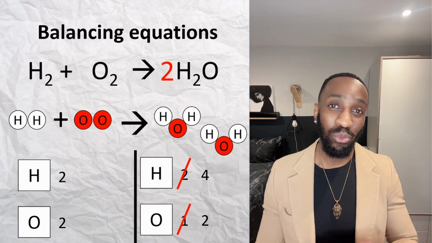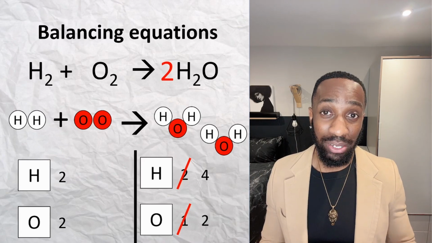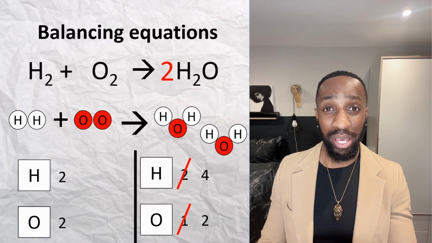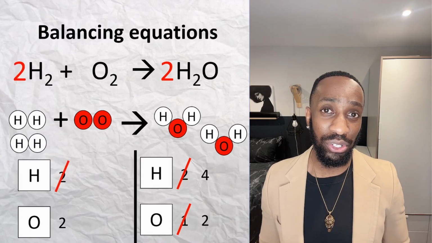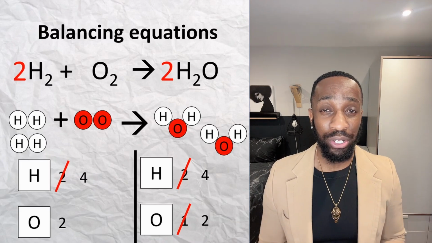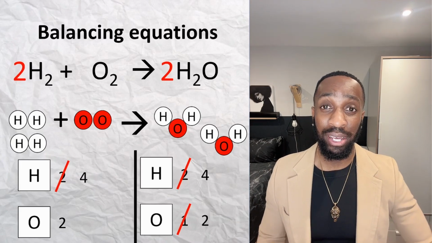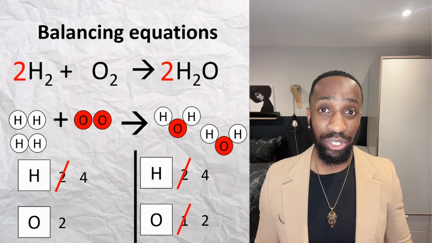You should probably be able to work out what we need to do now. We need to go back to the reactant side and now balance the hydrogens. So we put a big 2 in front of the hydrogen molecules. So now we've got 2 times 2 hydrogens, which gives us 4 hydrogens. And let's look at our equation. We've got 4 lots of hydrogens on both sides and 2 lots of oxygens on both sides. And if you look at the diagrams as well, the equation is balanced.